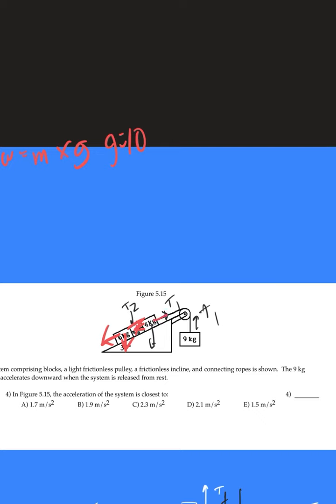And then there's a pull up, T2. And over here we have T2 again. And the weight would be going down. So let's say this is M3. Let's say this is mass 2 and then this is mass 1.